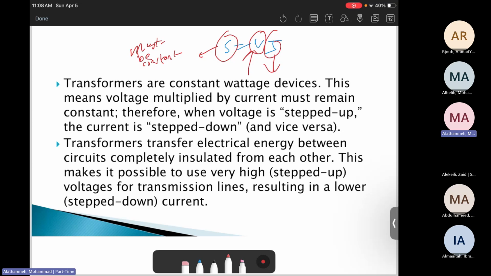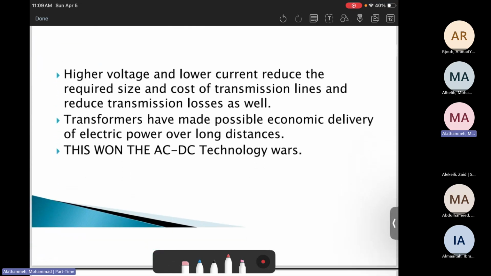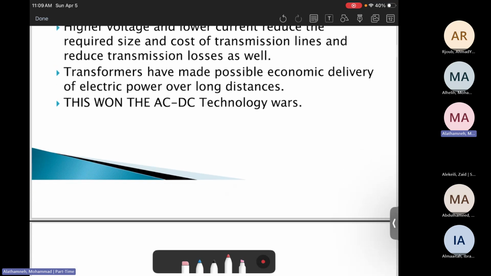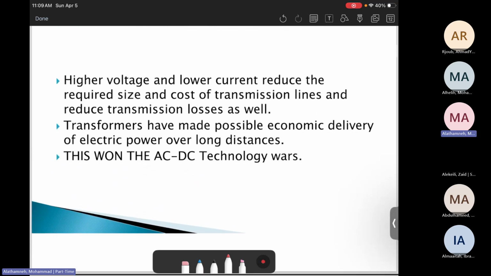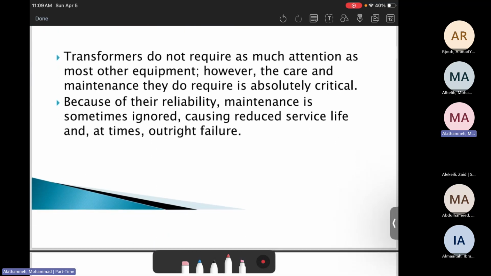The transformers transfer the electrical circuits from one side to the other side. If you increase the voltage, it will be step up. If you decrease the voltage, it will be step down. So higher voltage and lower current reduces the size and the cost of the transmission lines that we already discussed. Transformers made possible economic delivery of the electrical power. This makes the transformers a good solution, especially in AC.